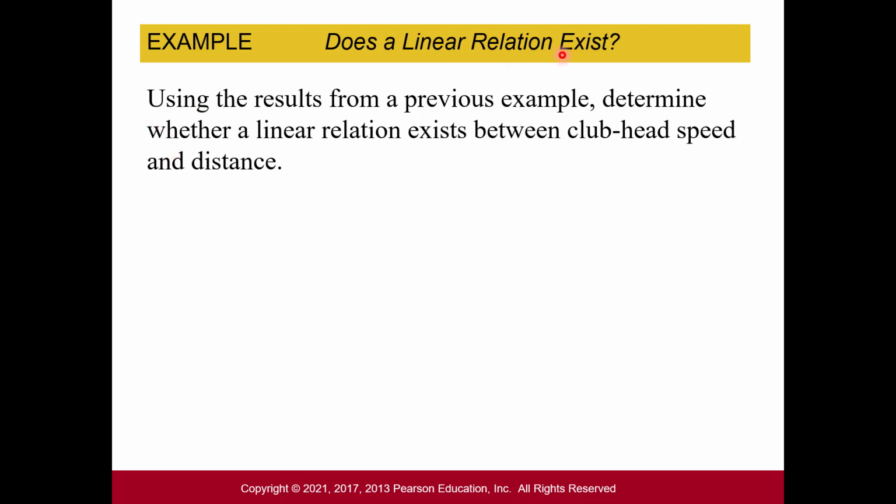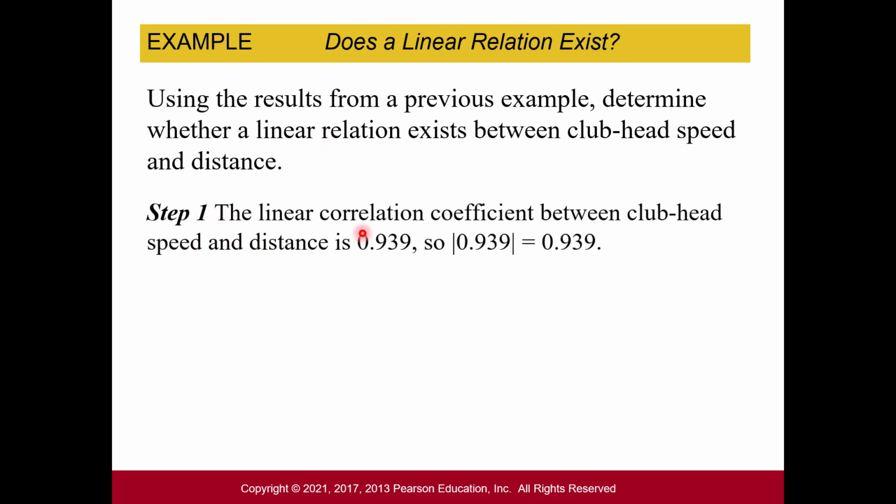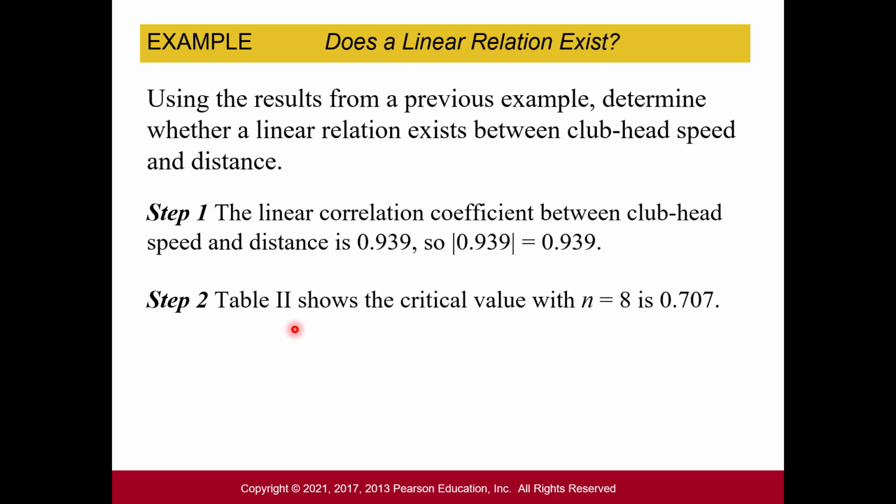Now, does a linear relation exist? We're going to use the results from a previous example, the one with the club head speed and distance, to figure out if we have a linear relation. So if we calculate the linear correlation coefficient between our explanatory variable, club head speed, and our response variable, distance, we calculate 0.939. And that's already positive, so the absolute value is the same number. And then we go to our table 2 to find a critical value for a sample size of 8, because we had a sample size of 8 from that experiment. And the corresponding critical value is 0.707 from our table.